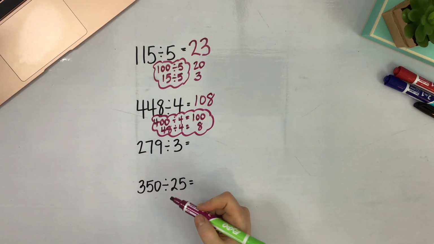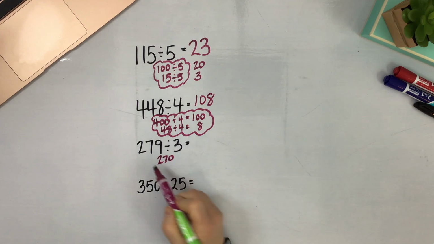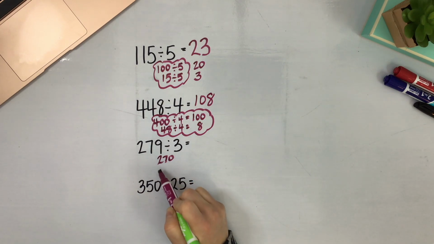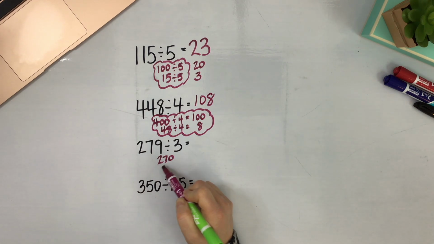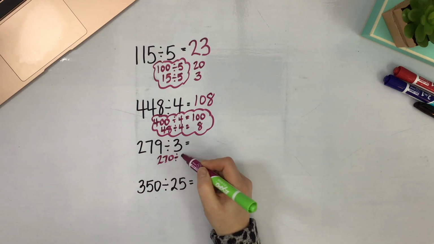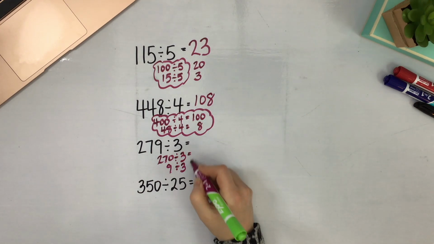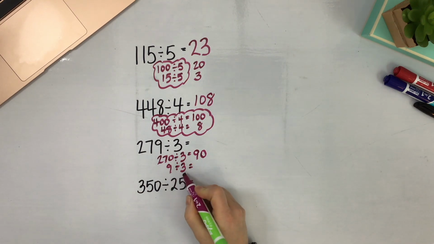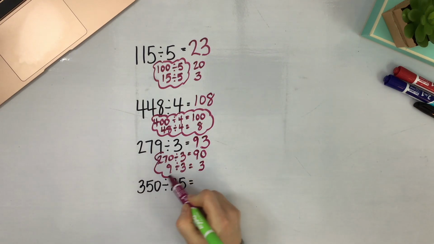279 divided by 3. I'm going to break this down into 270. So I'm really thinking like 27. I know I can divide 27 by 3, therefore any number that starts with a 27 followed by zeros is going to also be divisible by 3. And 9. 270 divided by 3 would be 90. 9 divided by 3 is 3. Put them together, 93 is our answer.